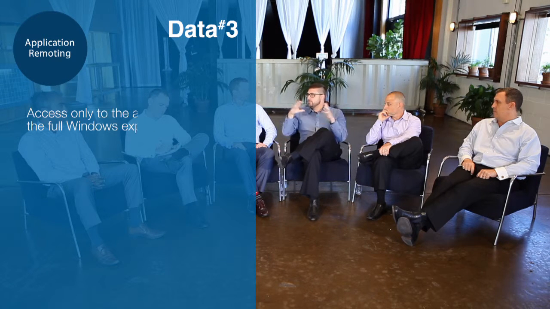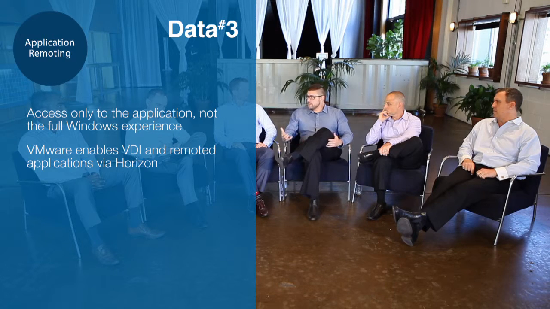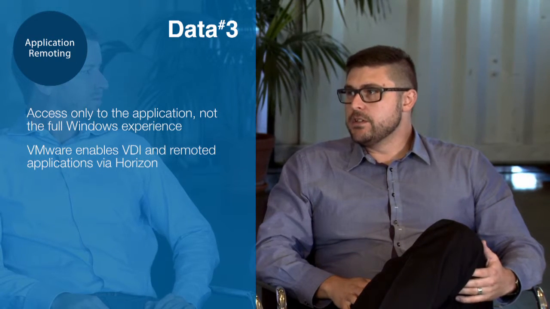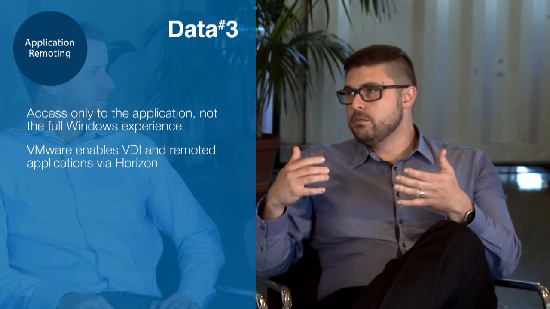So as an example, VMware enabled the delivery of remoted applications. A remote application is effectively the same as a virtual desktop, but it's just access to the application, not the full Windows experience. That's the delineation between a remoted app and a virtual desktop. VMware has some technology for on-prem called Horizon. Horizon provides you the ability to deliver your remote applications and your desktops from the same platform.